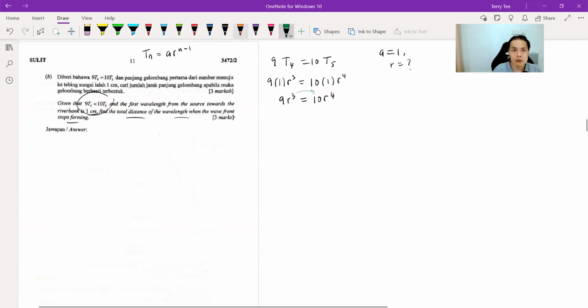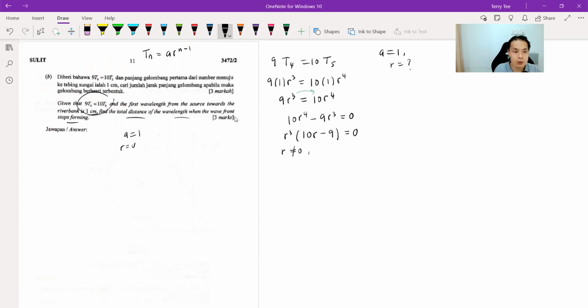Let's bring this over to the right. So we have 10R power 4 minus 9R power 3 equals 0. Now we can take out a common factor. I can take out R power 3. That will be 10R here, power 4, take out power 3, left with power 1, left with 9 here. Your R cannot be 0. Imagine your first term A is 1. If your R is 0, your second term will be 0, your third term will be 0, and so on. We know the common ratio can't be 0. Therefore, your R in this case has to be 9/10.